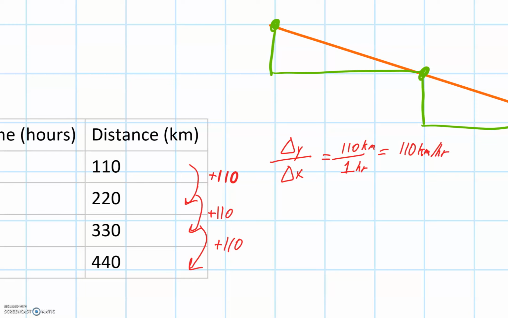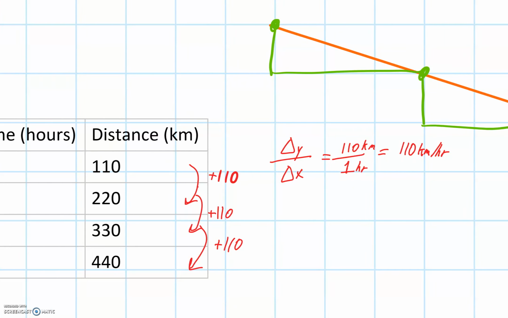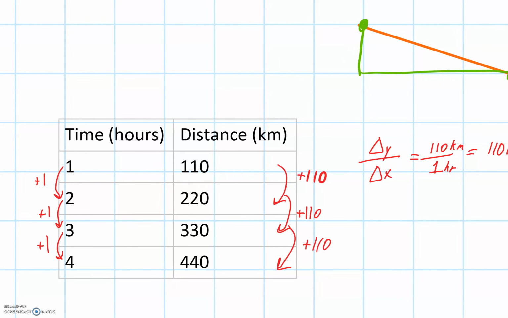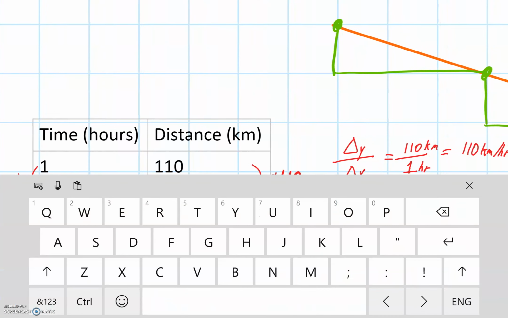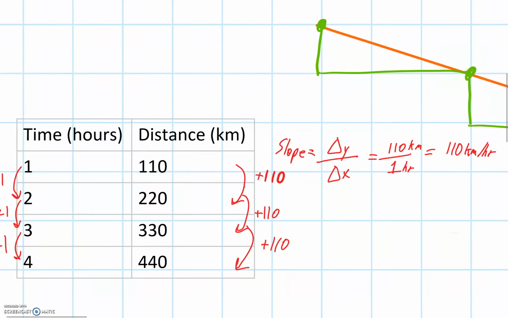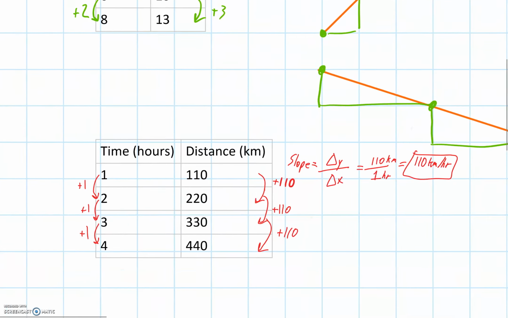This person is speeding, but not by a lot. Anyway, it's 110 on the way to Calgary. So 110 kilometers per hour. And you notice that a graph actually tells us more than just distance versus time. It's actually telling us the speed. The slope is the speed. The slope is equal to the speed, kilometers per hour, which is pretty cool. It's pretty neat to notice that.